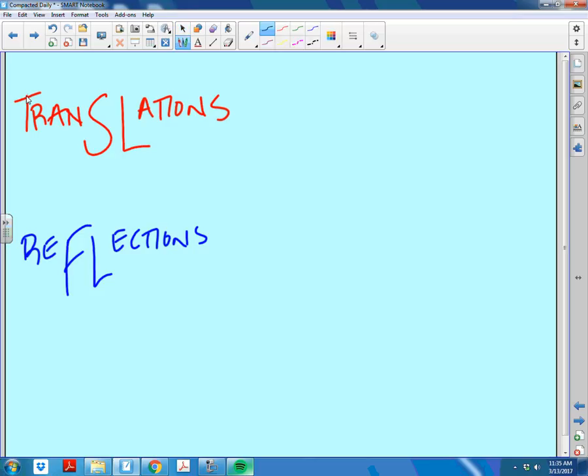You may know what a translation is. What is it, Christopher? I think I know what it is. You turn an object, like turn a shape. Close. It's actually, notice how I kind of wrote it in a weird way? It's because a translation is a slide. A translation is a slide.